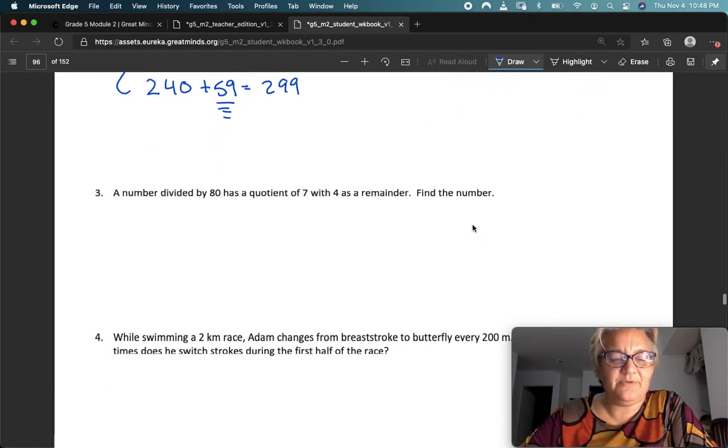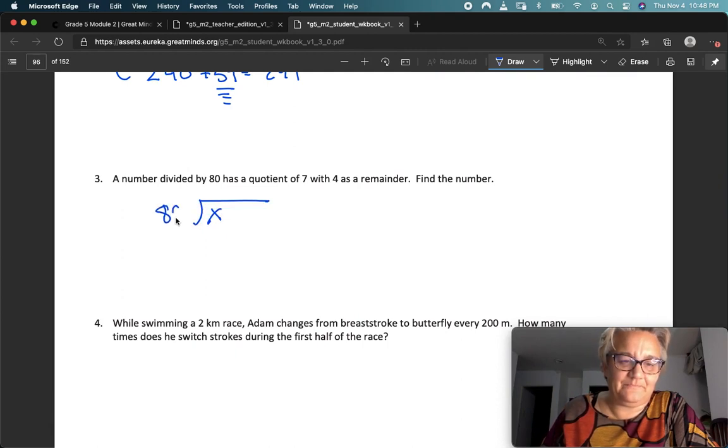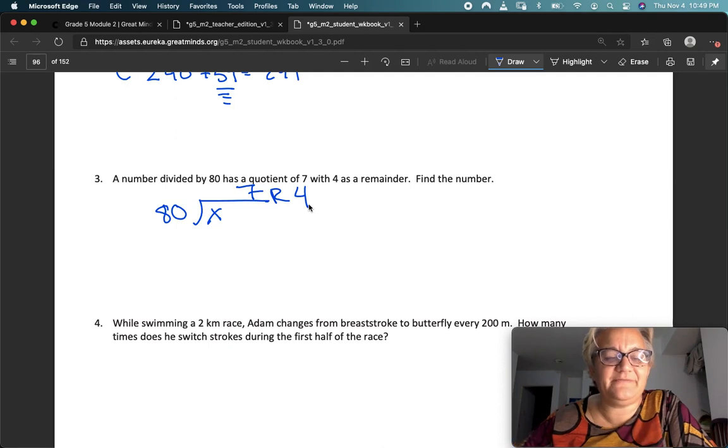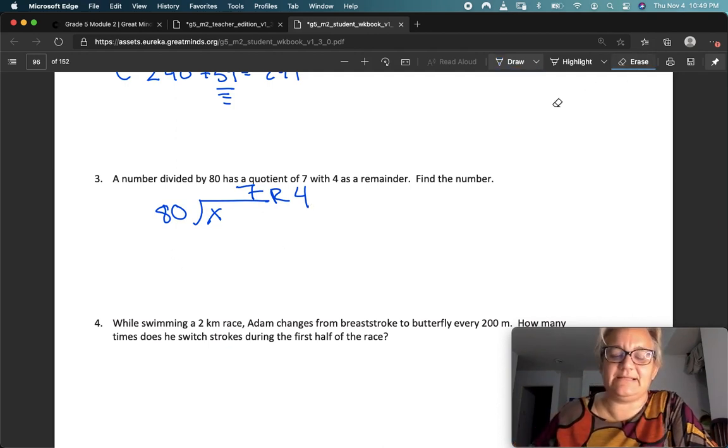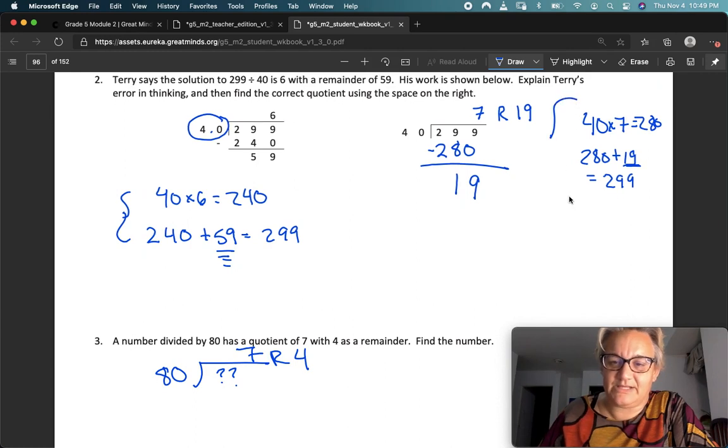Okay. Number 3, a number divided by 80. So a number, we don't know what the number is, divided by 80 has a quotient of 7 with a remainder of 4. How are we going to find what this number is inside there? We don't know what the number is, but we do have all the tools to find it. So let's reverse our question, right? Just like we did up here, just like that.